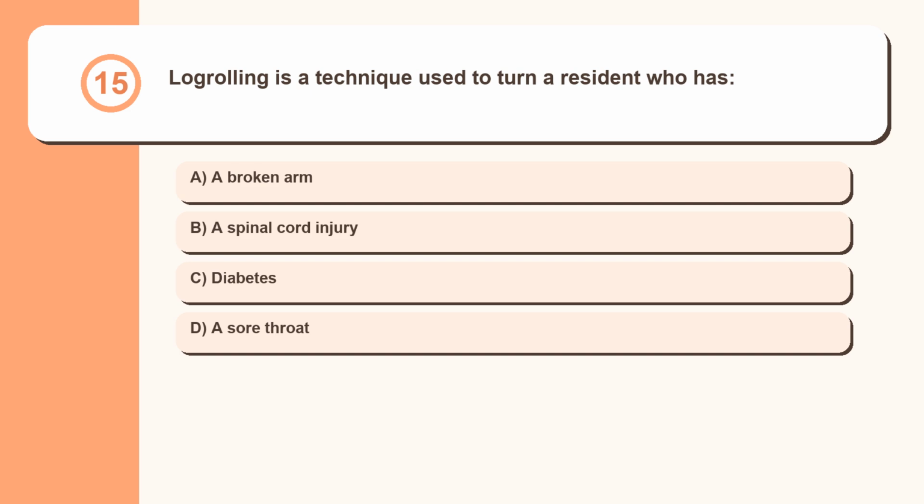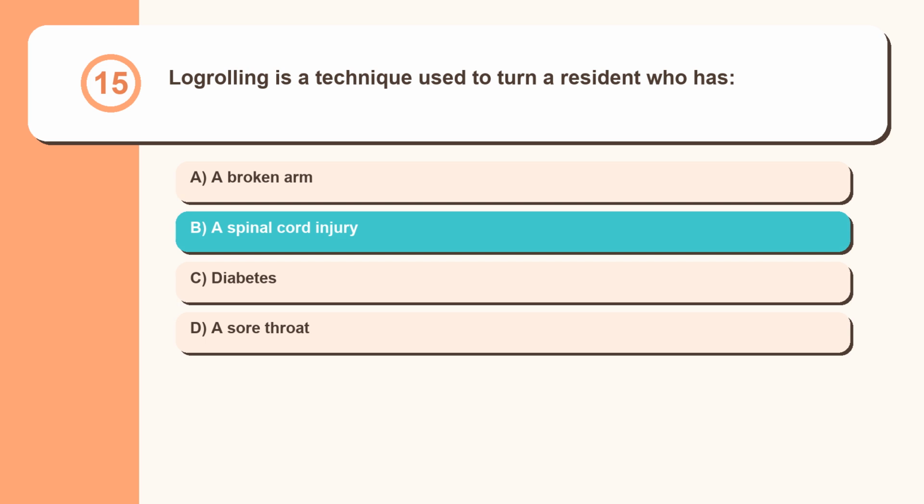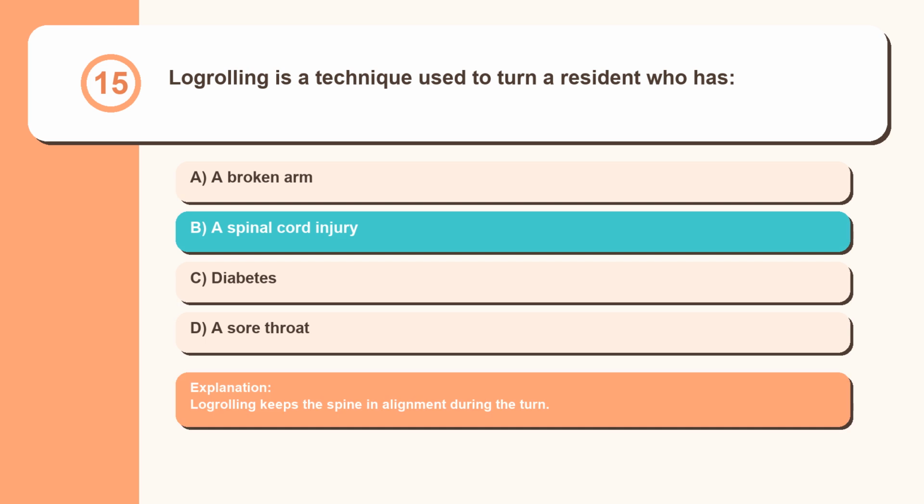Question 15. Log rolling is a technique used to turn a resident who has a broken arm, a spinal cord injury, diabetes, a sore throat. Log rolling keeps the spine in alignment during the turn.